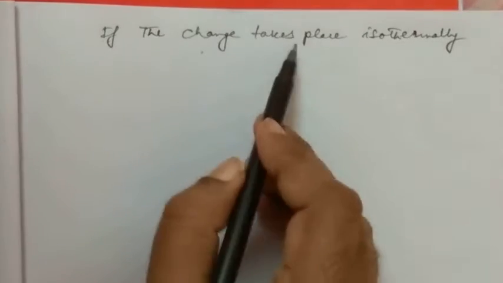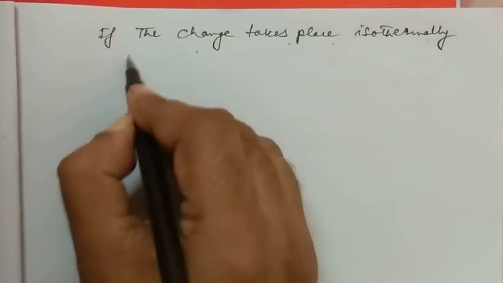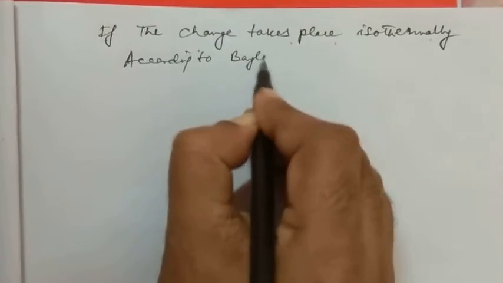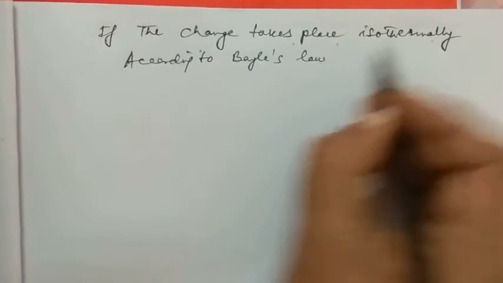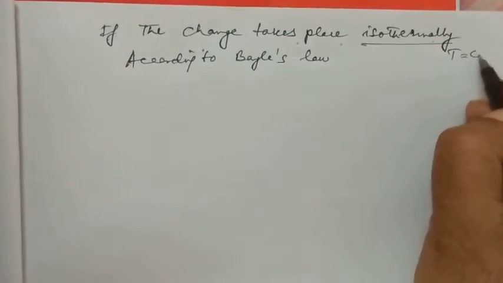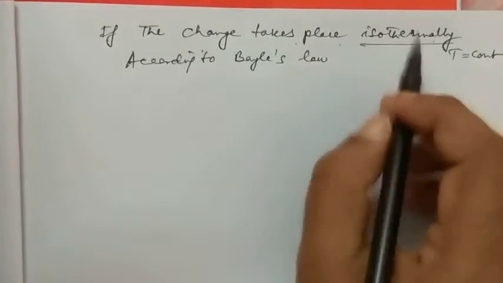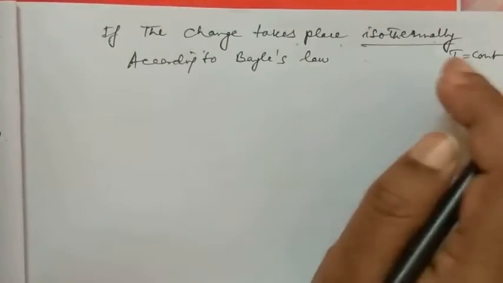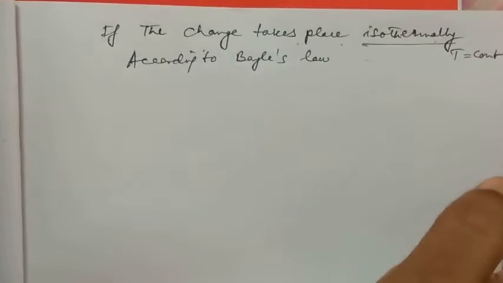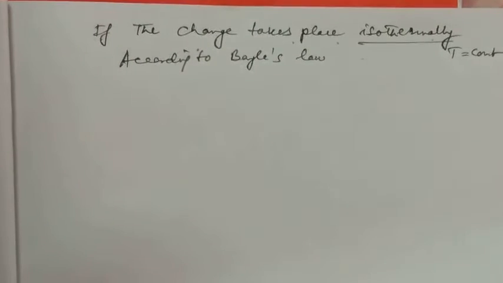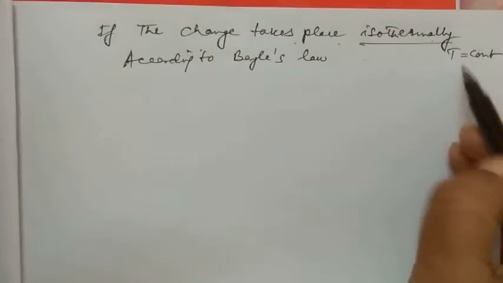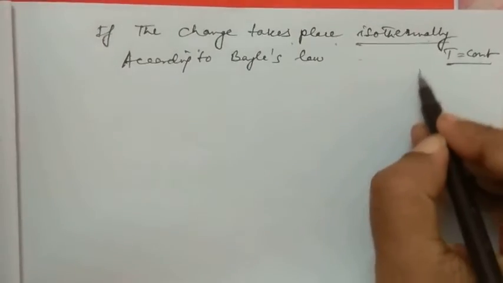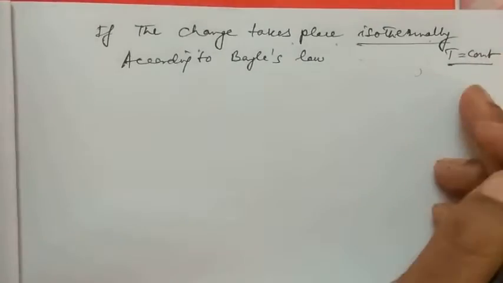Now if the change takes place isothermally, according to Boyle's law, isothermally means temperature is constant. We will discuss these cases when we study thermodynamics. When we study thermodynamics, isothermal and adiabatic, all these cases will be handled there. So T is a constant for an isothermal case. So PV by T was constant. So if T is constant, then P into V is constant.